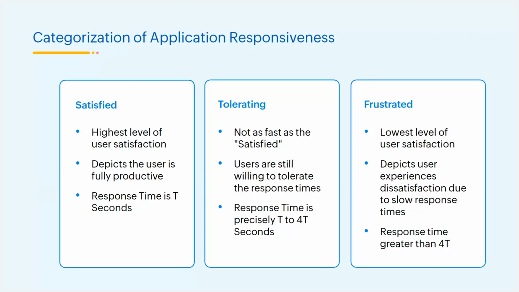The last one is frustration. This category represents the lowest level of user experience, where the application's response time is below the tolerating threshold. Users in this category are more likely to be frustrated with the application's performance as it does not meet their expectations.